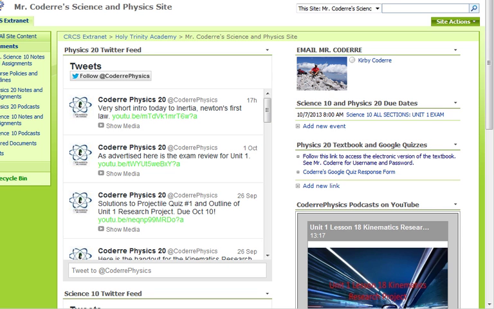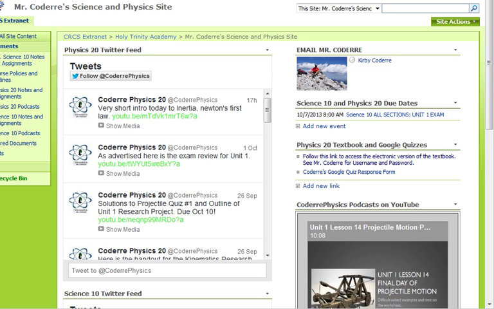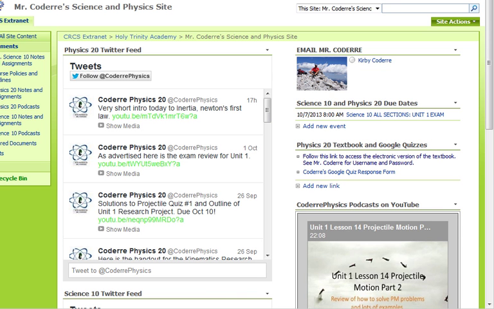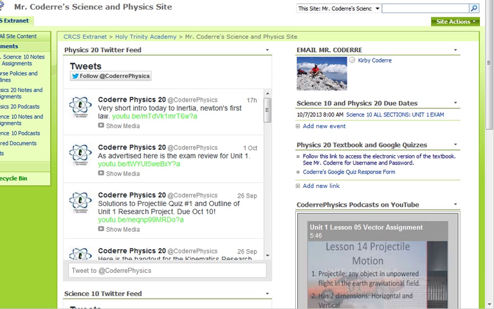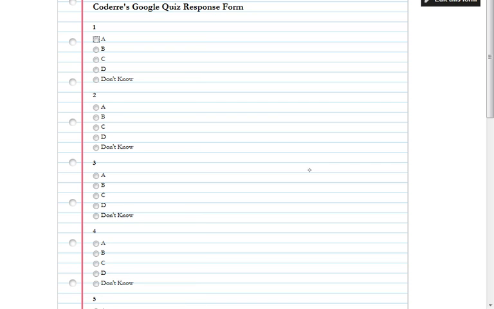If you go to Physics 20 textbook and Google quizzes, that section here, I've changed how I did this so that it'll load faster and work better. It says Coder's Google quiz response form. We're just going to use that same file for every Google quiz we do now. It doesn't have any questions in it. It just says 1, A, B, C, D, and E is don't know. Honestly, guys, if you don't know, click don't know, because that tells me something when I look at the data. Well, half of us just didn't know, we should probably go over that, as opposed to just struggling through and guessing. Just say don't know. It's better. So click on that. When you do, you will get this, and that's where you're going to enter your answers from.